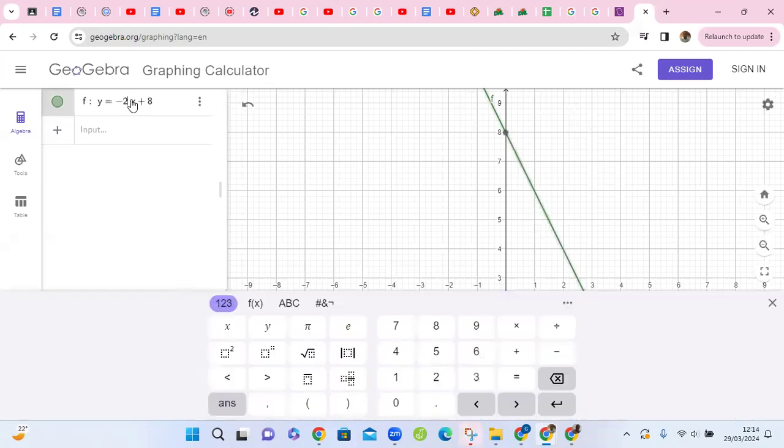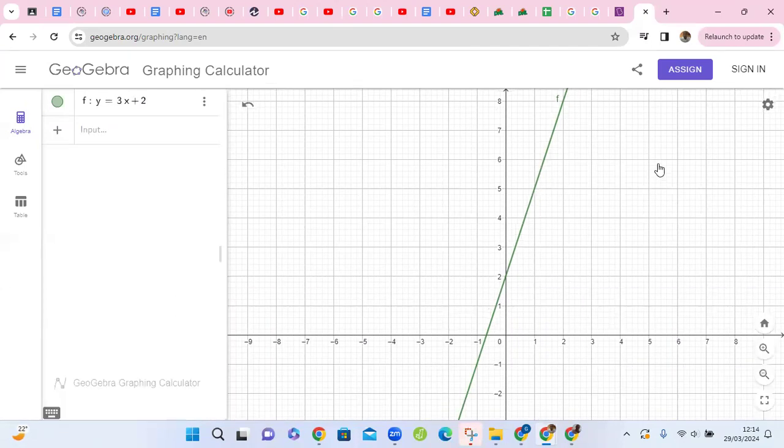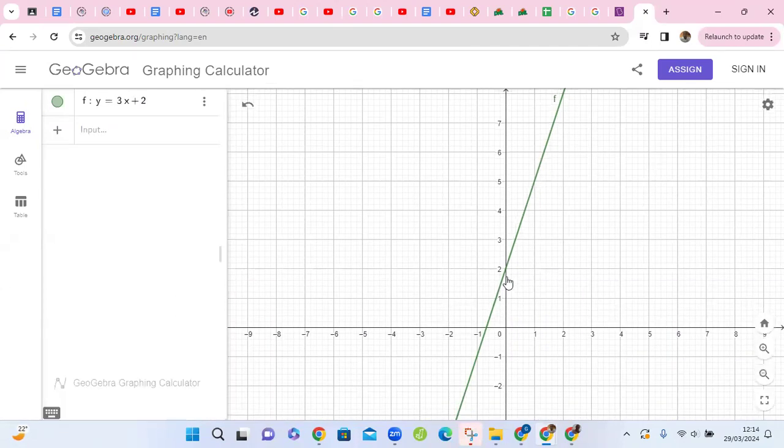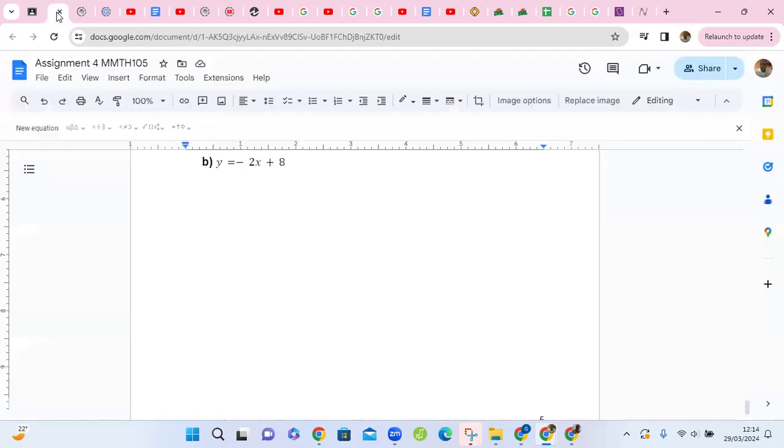I have cropped this one. Let's say I put a 3 there, and I change the y-intercept to 2, for example. As you see, as x increases by 1, y increases by 3, starting at 2. X increases by 1, y increases by 3. X increases by 1, y increases by 3. That is the interpretation of the gradient.